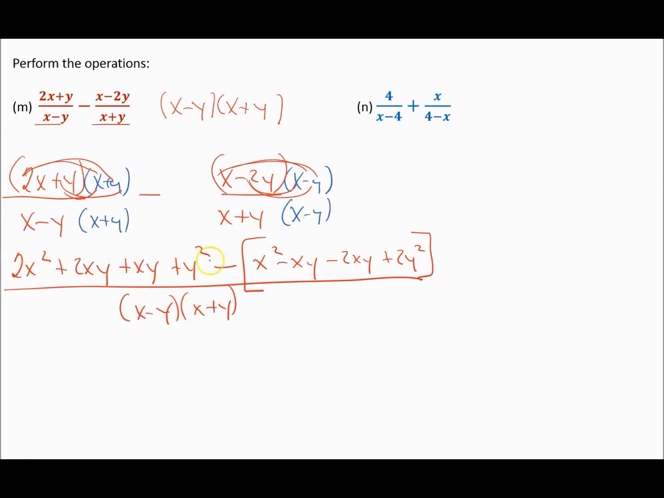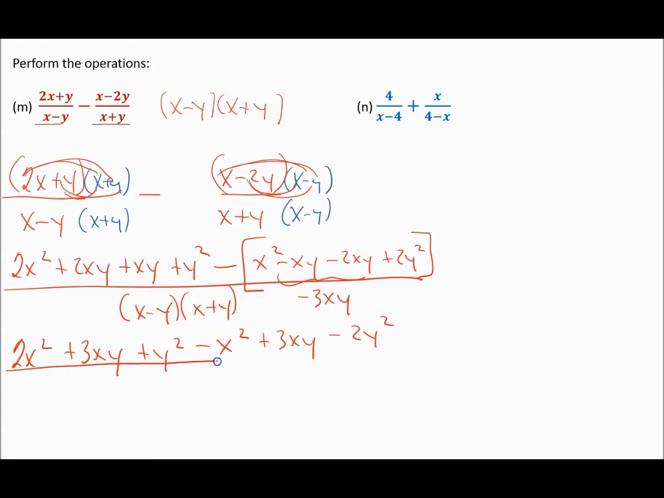Now my goal is to simplify this numerator by adding like terms and distributing this minus sign inside. So I have 2x squared. 2xy plus 1xy is plus 3xy plus y squared. Now I have like terms right here, that is minus 3xy. And this negative distributes inside and changes every one of these signs. So negative of an x squared is negative x squared. Negative times this negative 3xy is plus 3xy. And negative of a 2y squared is minus 2y squared over my common denominator.